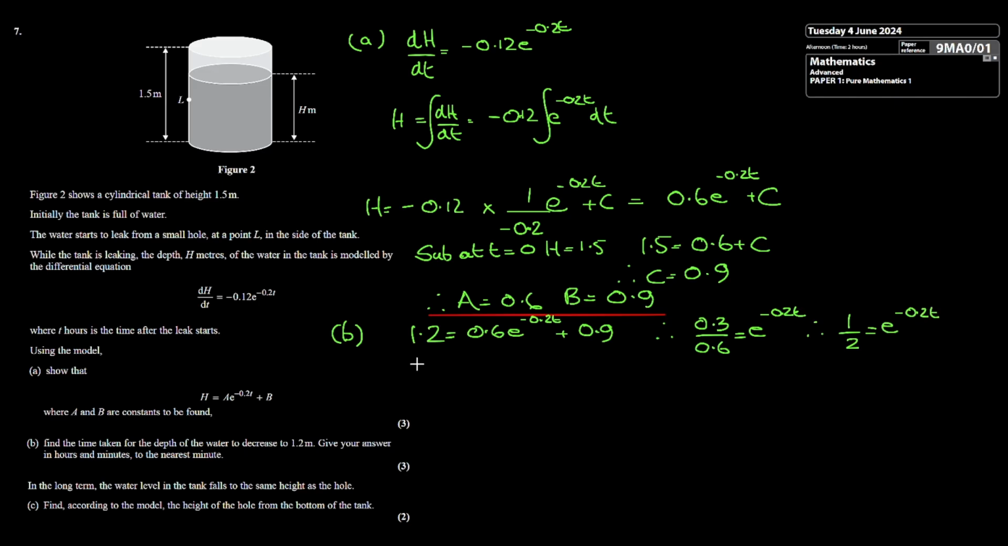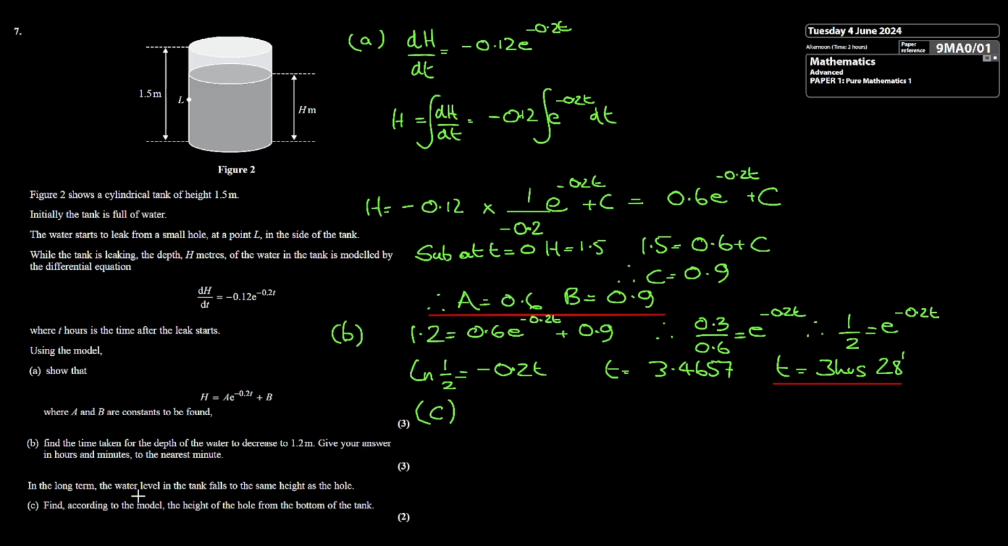Taking logs, I get that ln of a half is equal to negative 0.2t. And if you solve for t, you get that t is equal to 3.4657. If you work that out to the nearest minute, remember this is a decimal, not anything to do with seconds, t is equal to 3 hours and 28 minutes. And that's the answer to part B.